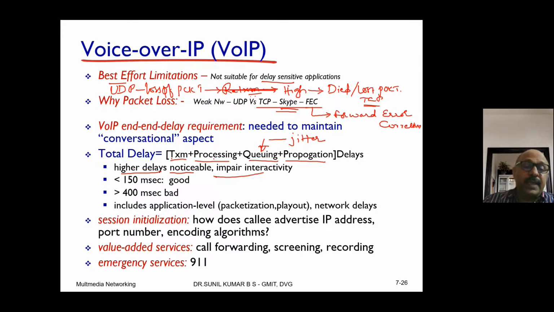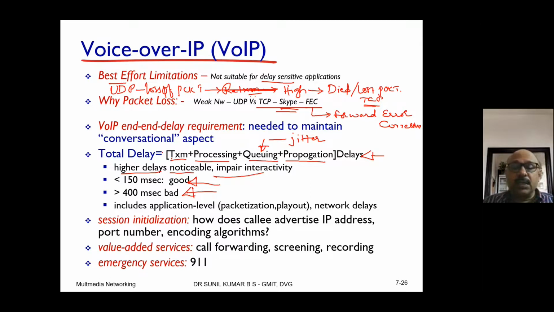And what is good for the interaction? It is expected that the packet transmission delay should be less than 150 milliseconds, which includes all the delays we mentioned above: transmission delay, processing delay, queuing delay, and propagation delay. Slightly more than 150 milliseconds is acceptable, but if it reaches 400 milliseconds, it is the worst condition for the application to run.